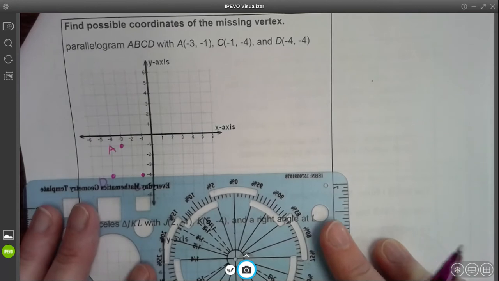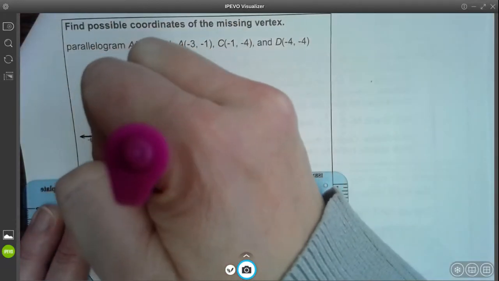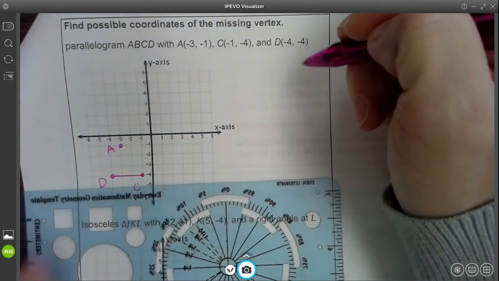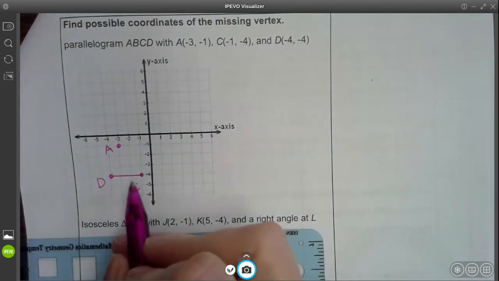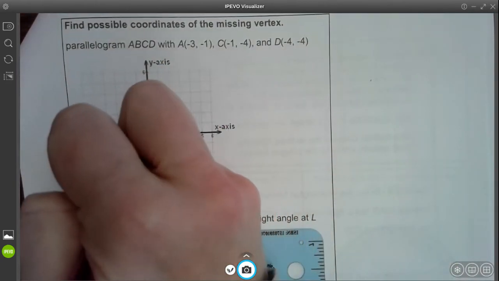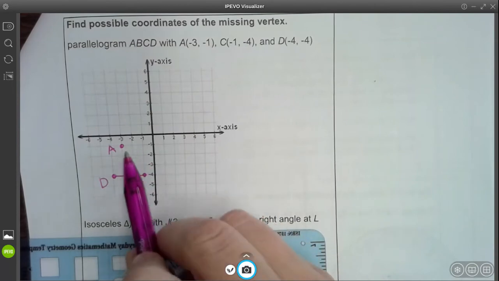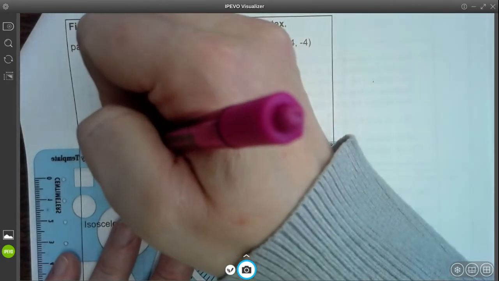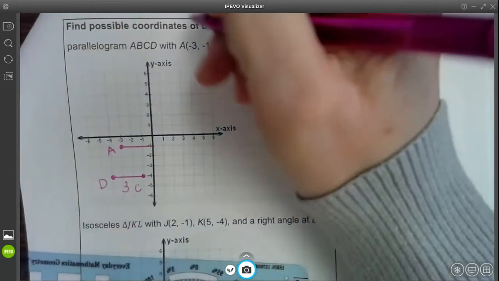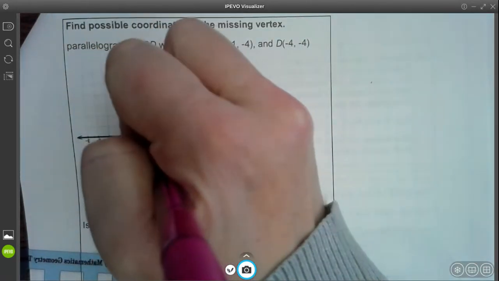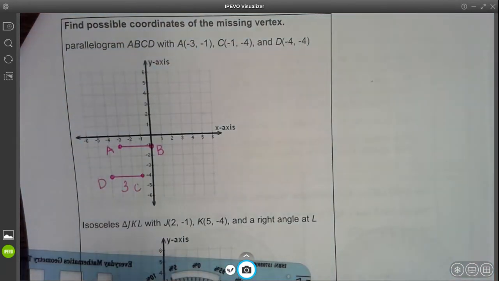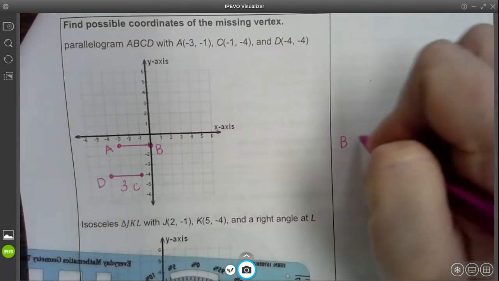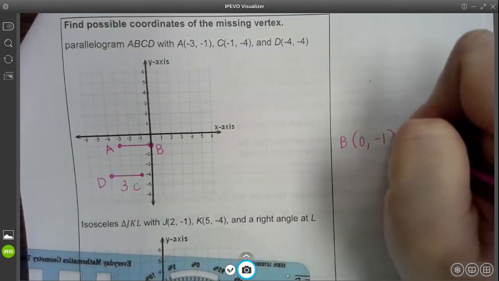In a parallelogram, the opposite sides are parallel and equal in length. So here, DC has a length of 3. So if I do the same thing here, I go up here from A and I mark this as a length of 3. Here is where point B is going to land. So B has to be at 0, -1.